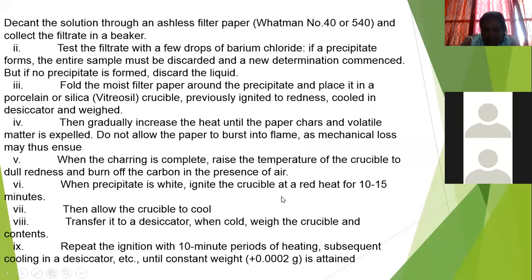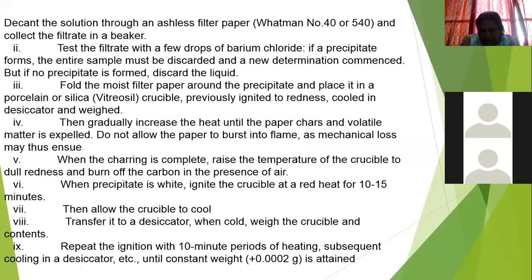You will have to ensure the removal of all the paper and all the moisture. Then allow the crucible to cool, transfer it to a desiccator, and when it is cold, weigh the crucible and the contents. Repeat the ignition with 10-minute periods of heating, subsequent cooling in a desiccator. That I told you.